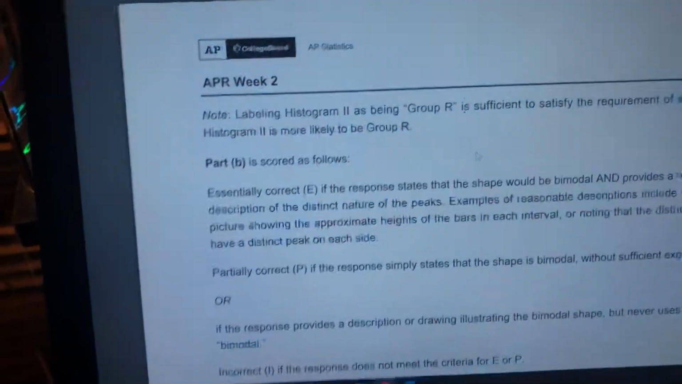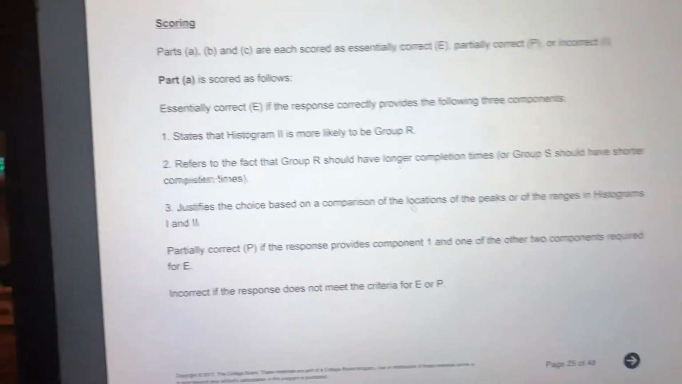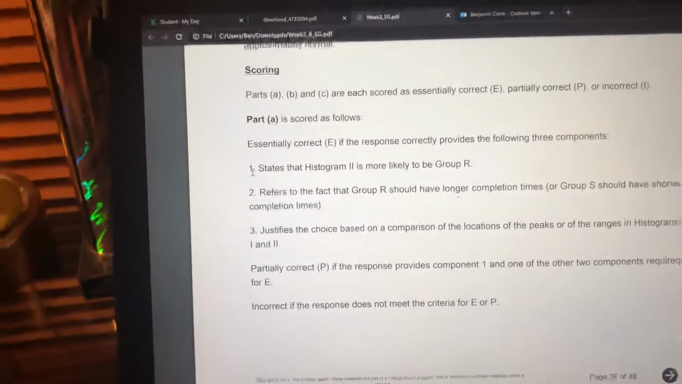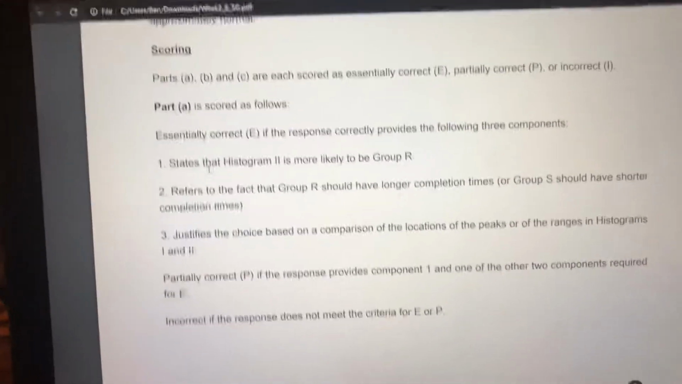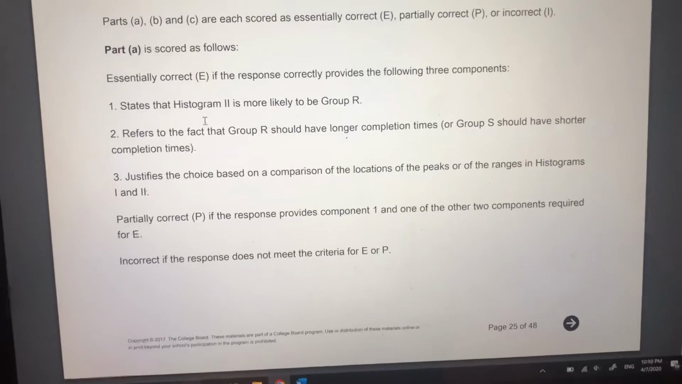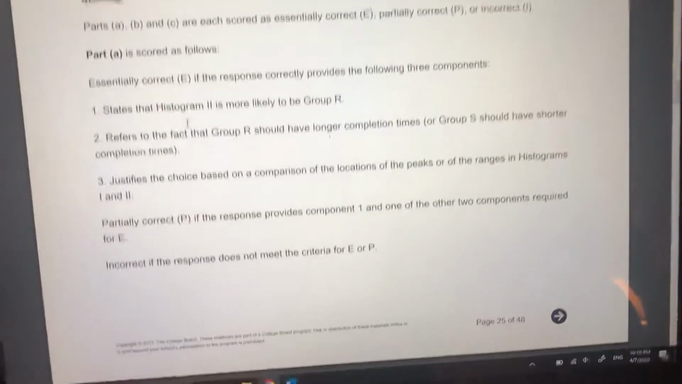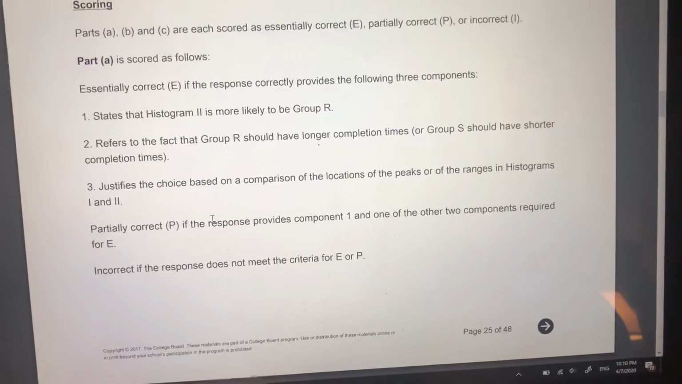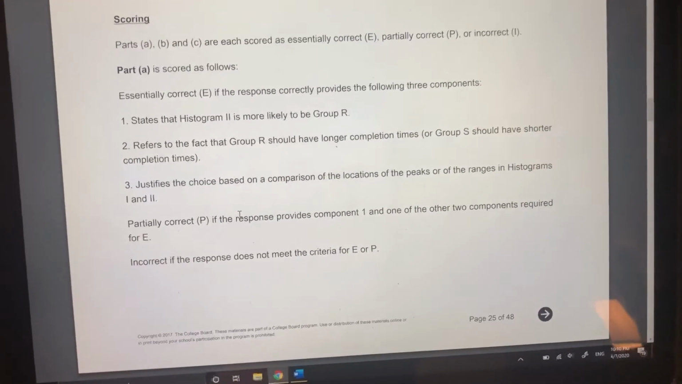So now looking at the answer key, part A. So I stated that histogram 2 is more likely to be Group R. I referred to the fact that Group R should have longer completion times, and I justified the choice based on a comparison of the locations of the peaks of their ranges in histograms 1 and 2.